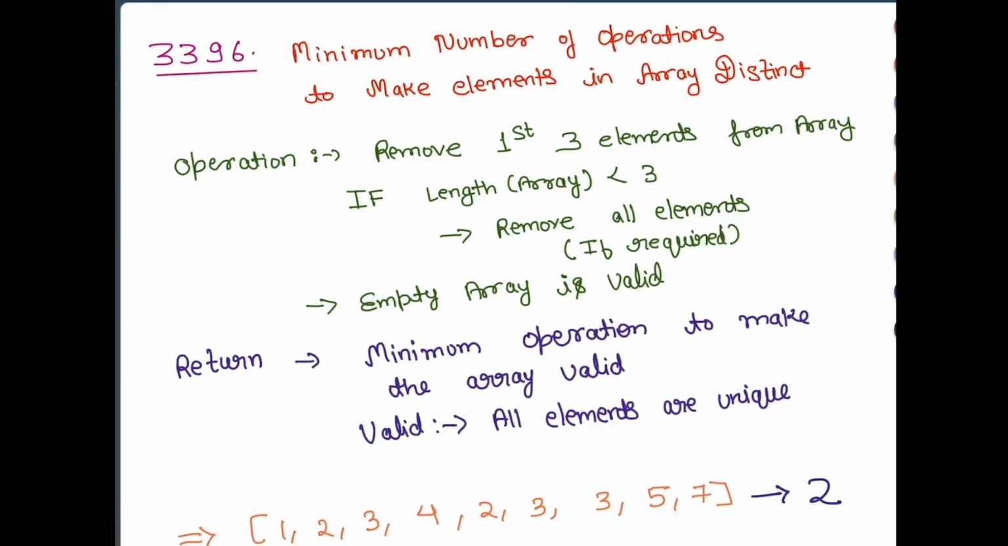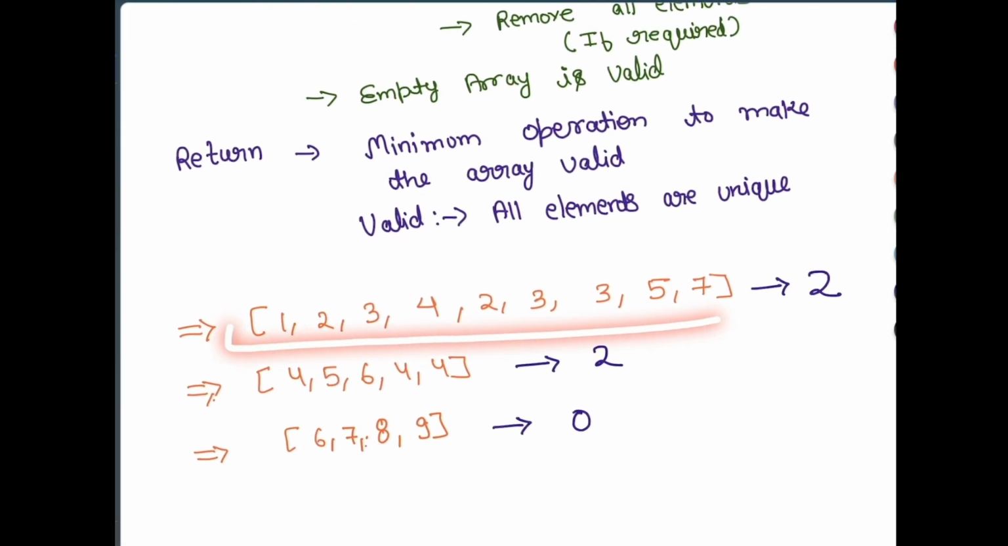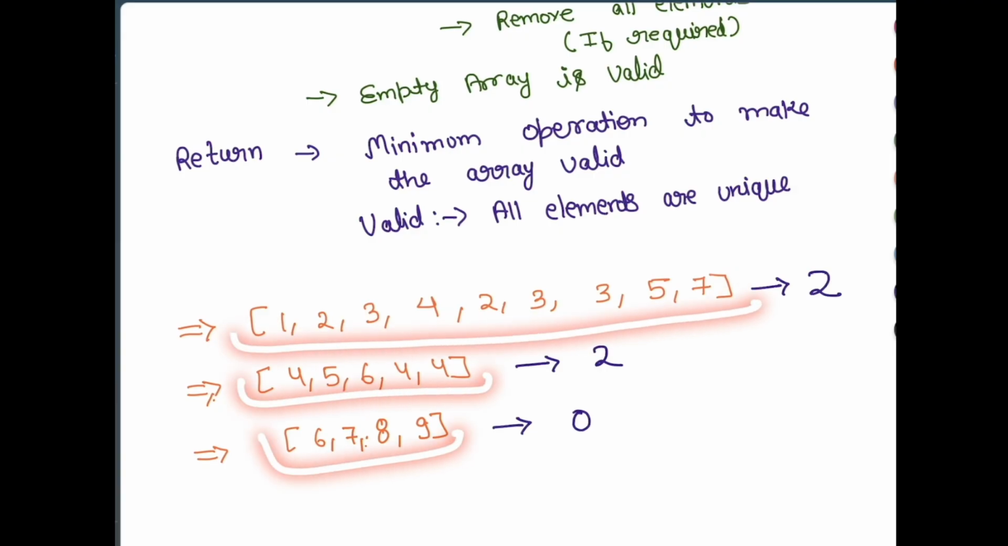In this video, we are going to solve the Leetcode problem of the day, and the problem is minimum number of operations to make the elements in the array distinct. In this problem, we are given an input which is an integer array, an array of positive integers, something like this, or this, or this, or you can have any other input.